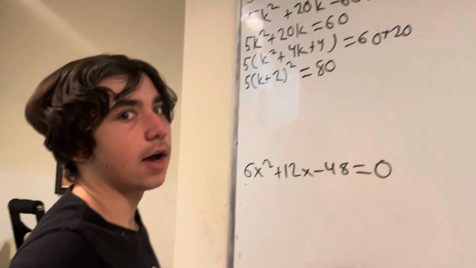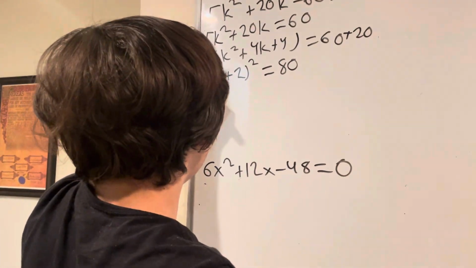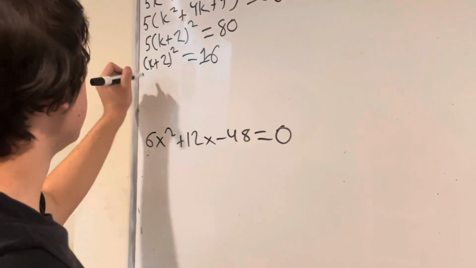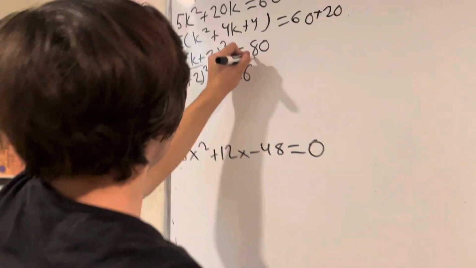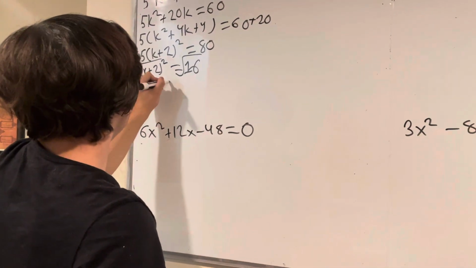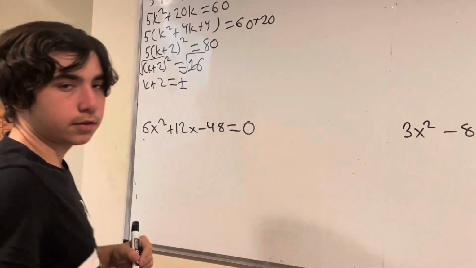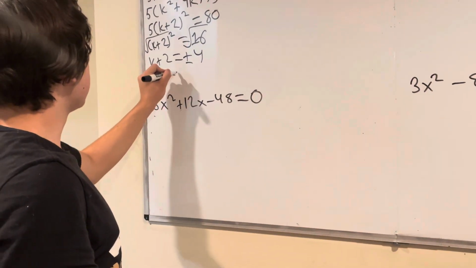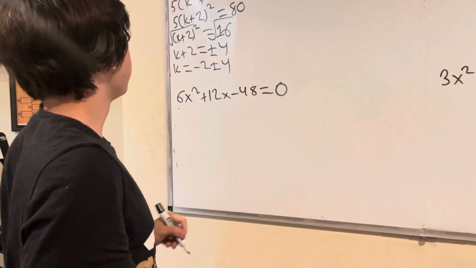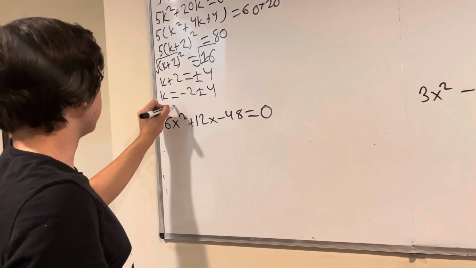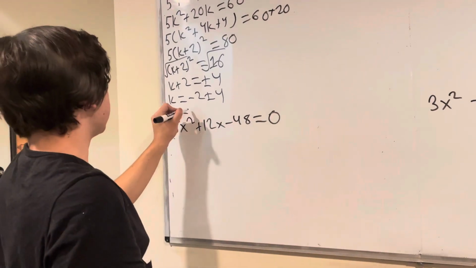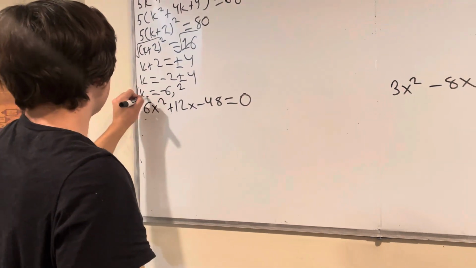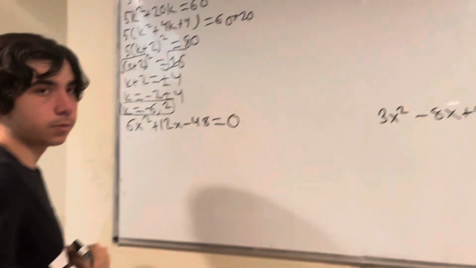If I divide by 5 on both sides, I get that k plus 2 squared is 16. If I take the square root of both sides, I find that k plus 2 is plus or minus 4. So k is equal to negative 2 plus or minus 4. And k will equal either negative 2 minus 4, which is negative 6, or negative 2 plus 4, which is positive 2. And those are your solutions.